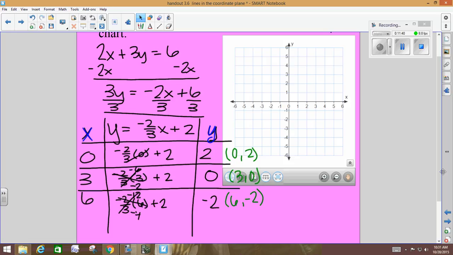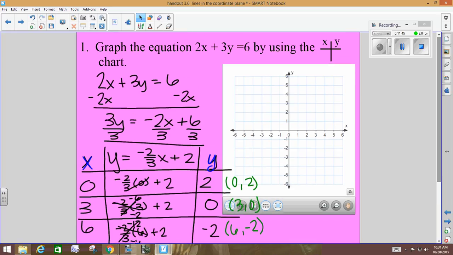So you're going to have to make your own x and y axis on your paper. You don't have to go out very far. Our biggest value is 6. So then give yourself 6 tick marks. You do not need to label your points. So when I go to graph our 3 ordered pairs, 0, 2, 3, 0, and 6, negative 2. Don't forget to connect them because we're graphing lines. Put your arrows on the end because lines go on forever.